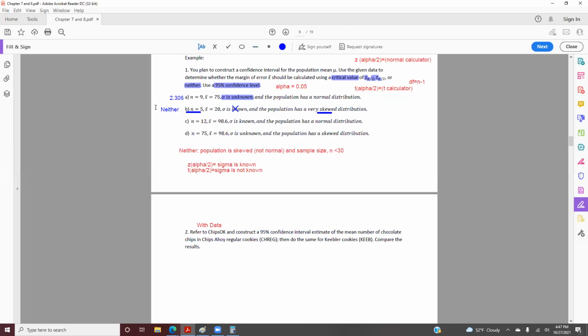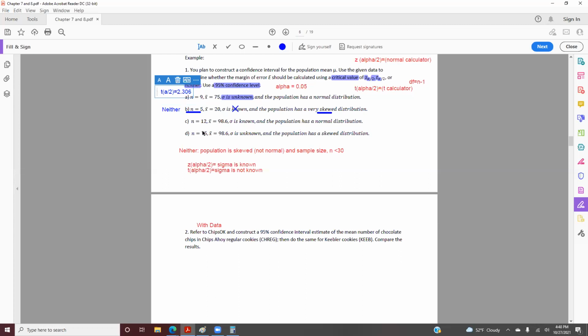Okay. And the reason why is because the sample size is small, which is less than 30, and the population is skewed. So that's why it's neither. You do not need to find the value, because this one is no good. Okay, so the first one is T alpha over 2, and the critical value is 2.306.